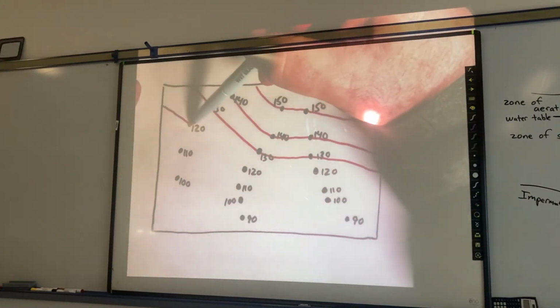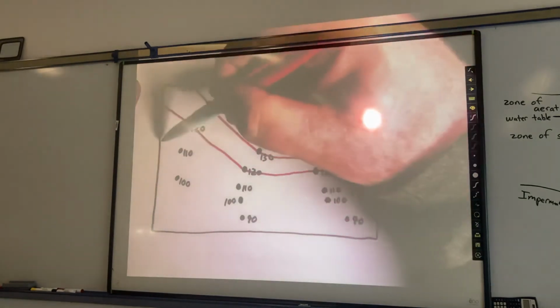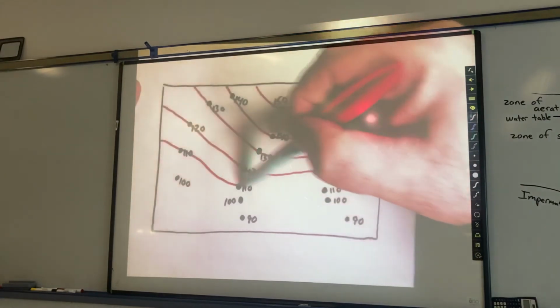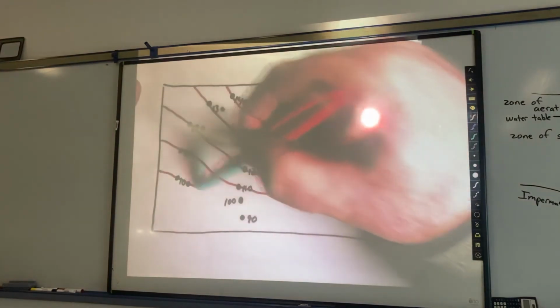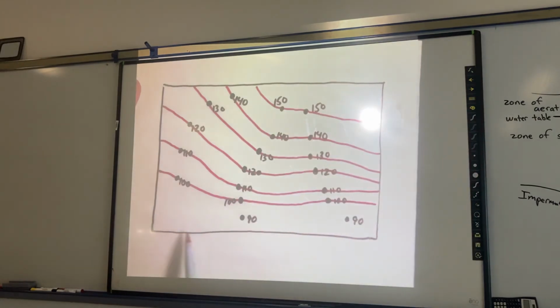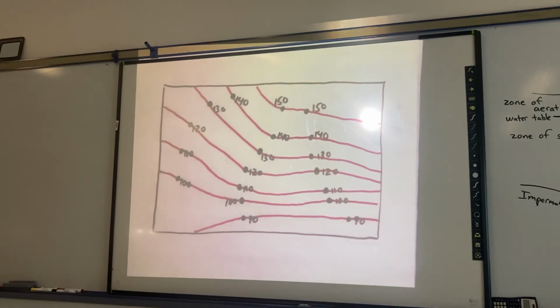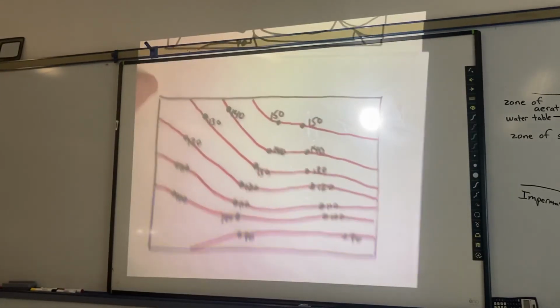There's 120, 120, 120, 120, 110, 110, 110, 110. There's 100, 100, 100, 100. And then here's 90 and 90 like that. All right, so what I have right here is a contour map of the water table that is beneath this area.